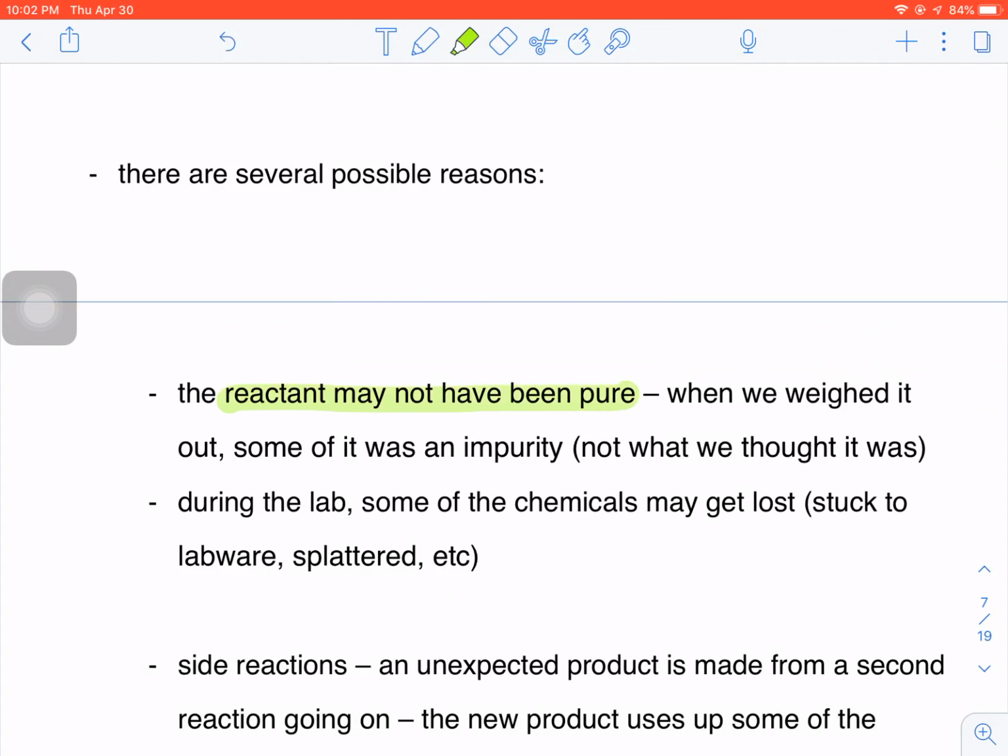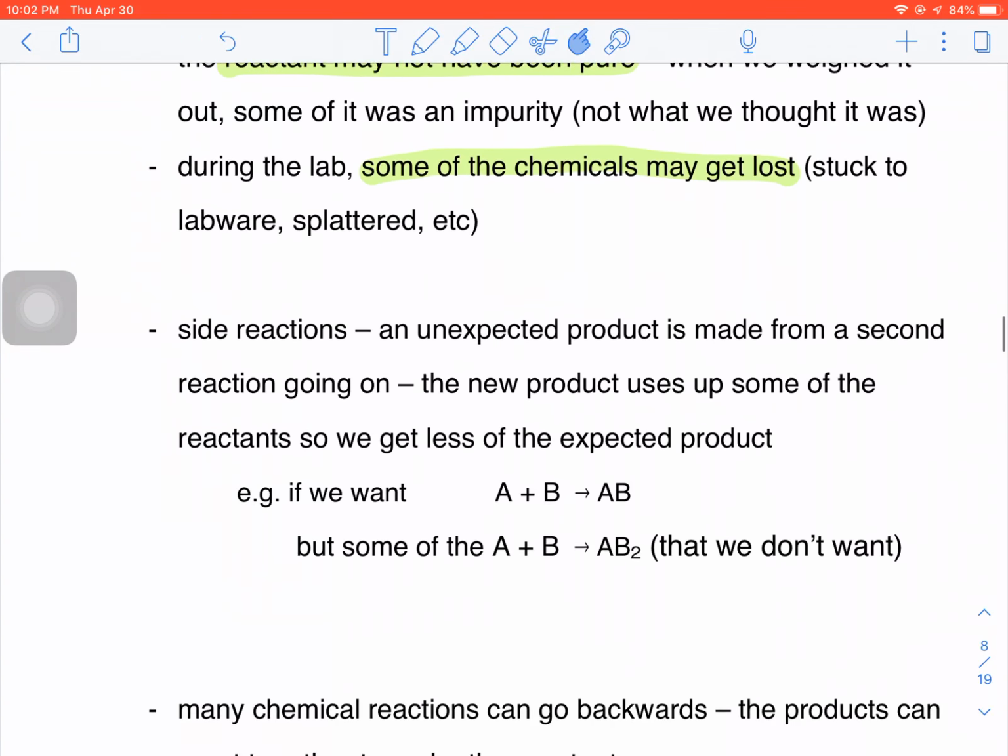It's also possible that when I'm doing the lab, some of my chemicals may get lost. They get washed because when I'm washing my crystals, some may dissolve and go down the drain, right? All kinds of reasons. And again, if we were doing some labs, we'd see what some of the possible reasons are that we get less than what we're expecting to get.